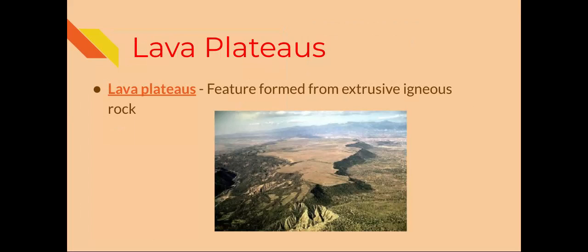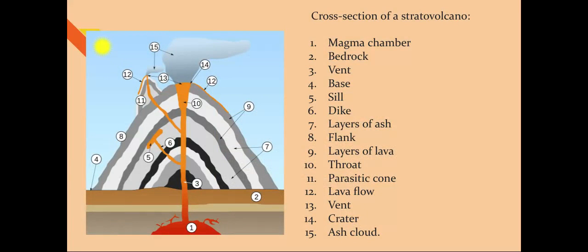And the last one is lava plateaus. These are features formed from extrusive igneous rock. This is when lava can flow onto a large surface and cover a large area and then solidify. Last one, we have a cross-section of a stratovolcano, which is another name for a composite volcano. This picture will be important for one of the homework assignments that we'll have coming up.